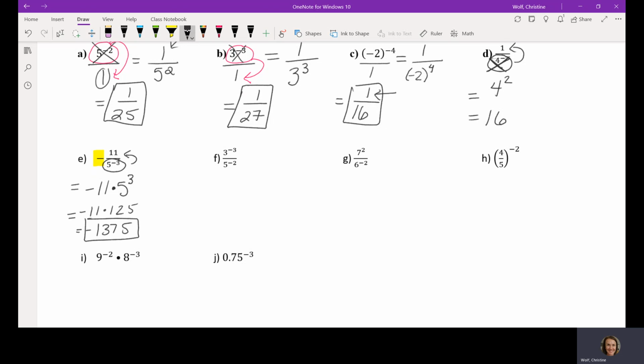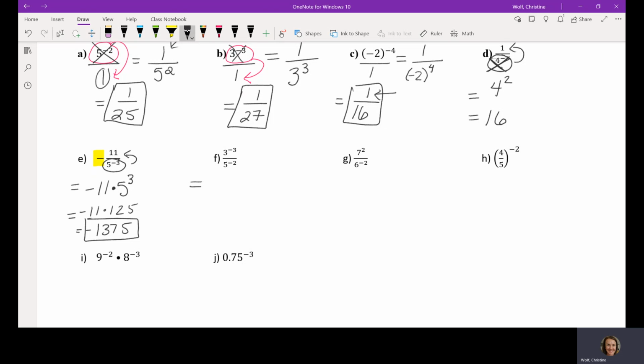Okay, in this one here, we have two different things. We have a 3 to the negative 3. We have a 5 to the negative 2. We already have it in the form of a fraction, so we don't have to do anything there. And so now we ask ourselves, who has to move? The 3 is bad because it has a negative exponent, and the 5 is bad because it has a negative exponent. So they both have to move.